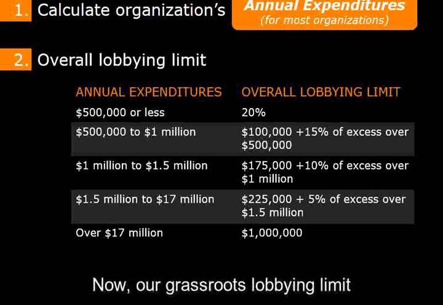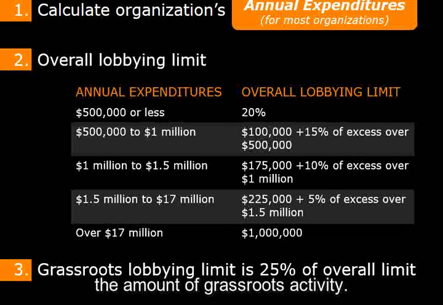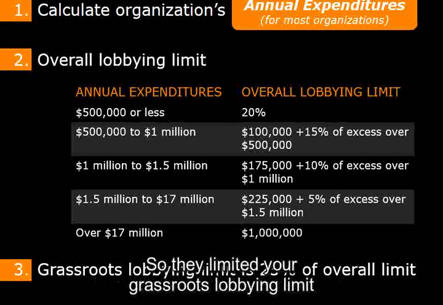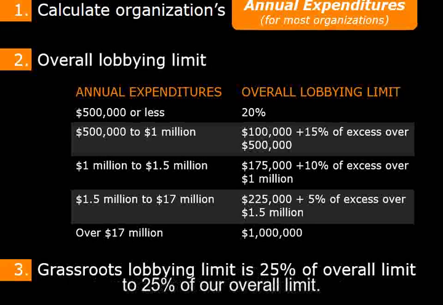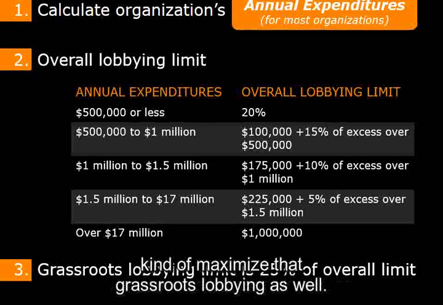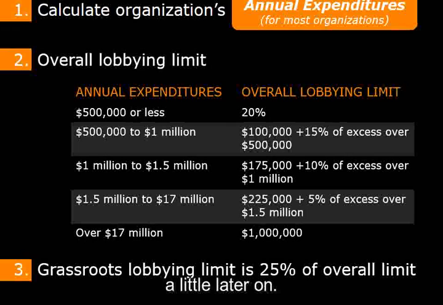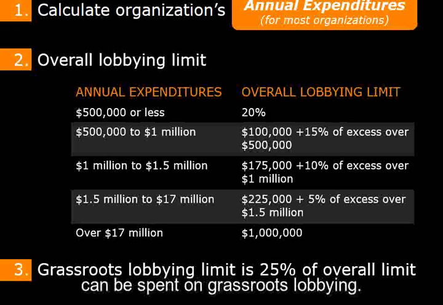Now, our grassroots lobbying limit, and a lot of tax practitioners like to joke about this, is that Congress wanted to limit the amount of grassroots activity, the letters, the calls, the emails, so they limited your grassroots lobbying limit to 25% of your overall limit. So it's important to remember that. We have to preserve and maximize that grassroots lobbying limit as well. We'll talk about a way to maximize the grassroots limit a little later on, but 25% of your overall limit can be spent on grassroots lobbying.